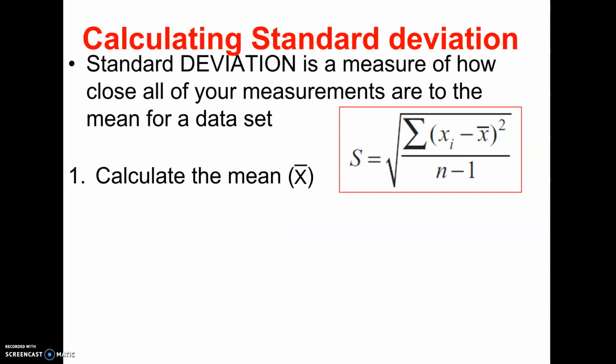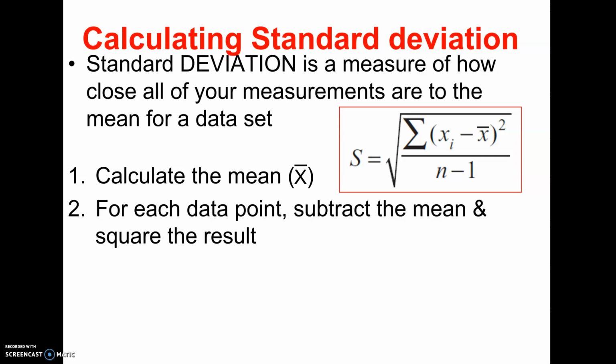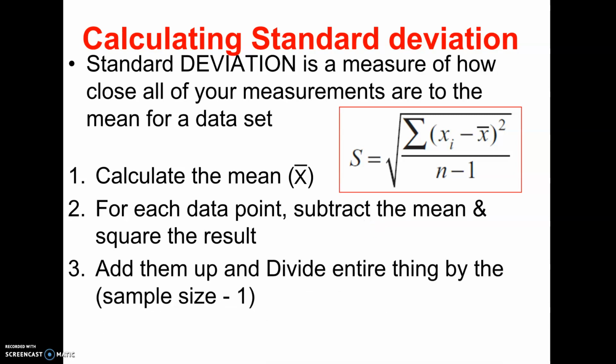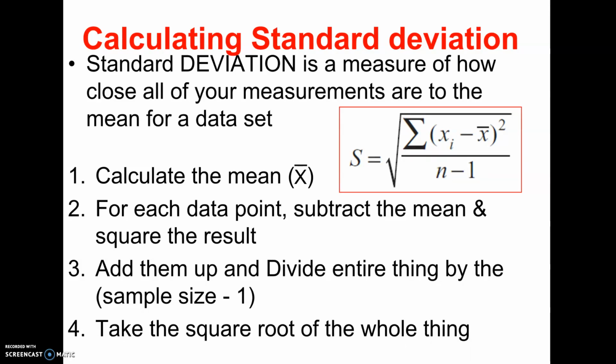So our steps are going to be: calculate the mean. The mean is x with a line over it. Mean means the same as average. Next, for every data point, you're going to subtract the mean and square it. And then you're going to have to add all of those together. That's what this sigma is. It means to sum all of that up and divide it by n, the size of your sample. So if I had 5 data points, n would be 5. If I had 12 data points, n would be 12. And then your last step is that you're going to take the square root of the entire thing.